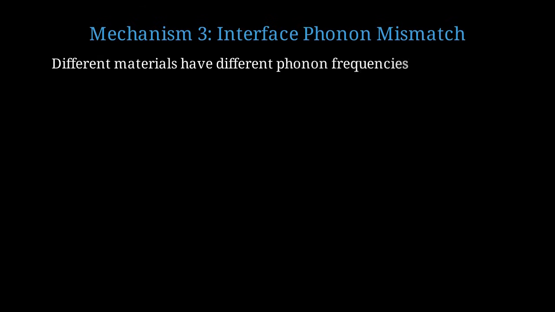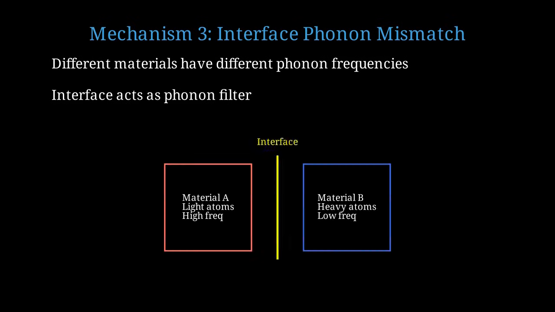The third mechanism relies on mismatched phonon spectra across interfaces between different materials. Different materials support different ranges of phonon frequencies based on their atomic masses and bond strengths. When phonons encounter an interface between two materials, only phonons with matching frequencies on both sides can transmit efficiently. Consider an interface between material A with light atoms supporting high-frequency phonons and material B with heavy atoms supporting low-frequency phonons.